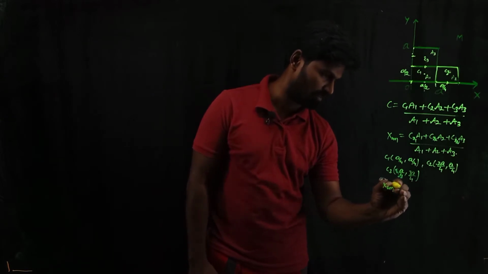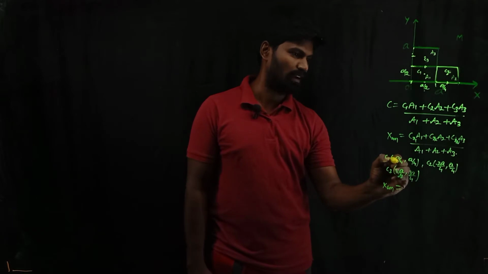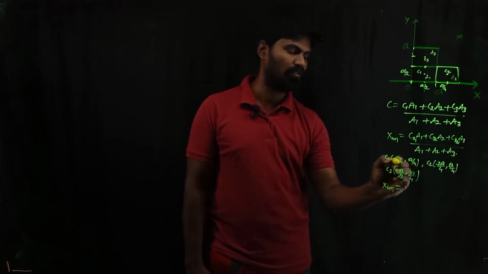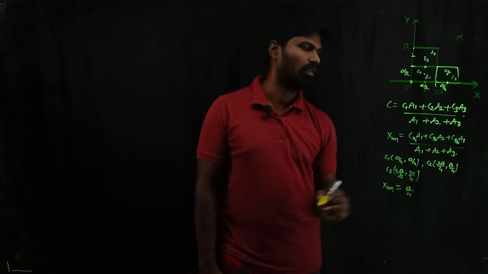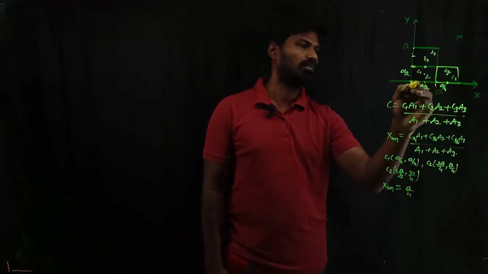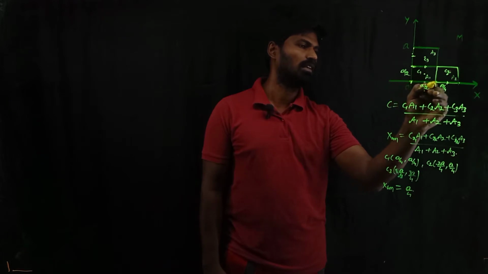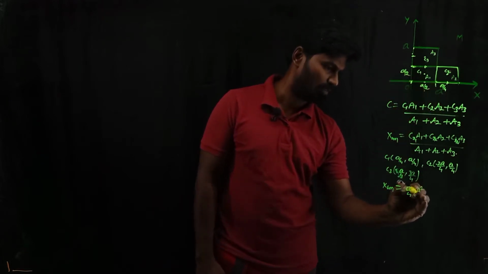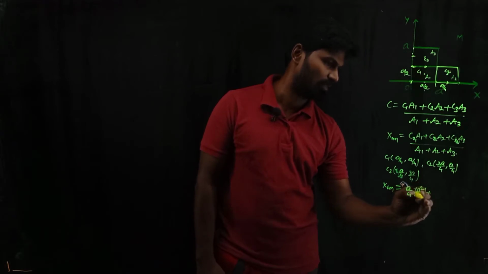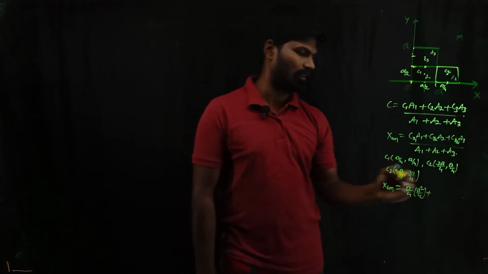X center of mass is equal to Cx1. X coordinate of A1 is how much? A by 4, the center of mass coordinate. So a divided by 4 into the area of this plate, which is how much? Distance from here to here is a by 2. A by 2 into a by 2, a square divided by 4. A square divided by 4. Plus, by taking this as origin, I am calculating.